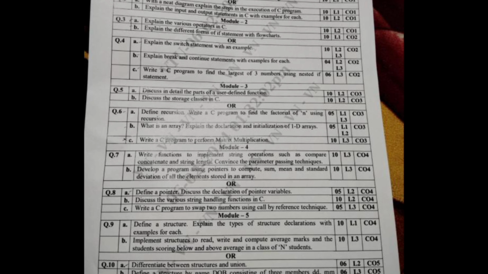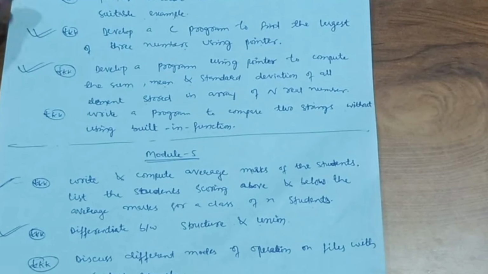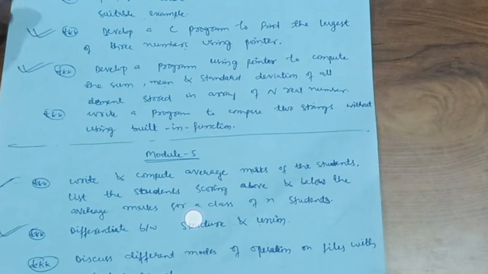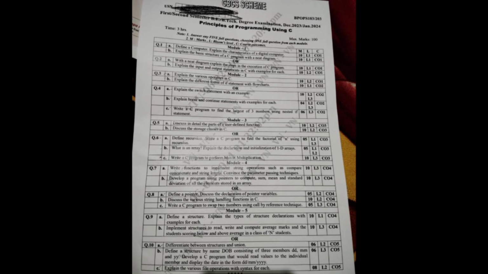If I consider our part over here, that is define a pointer, discuss the declaration of a pointer variable, or I can simply go through the above part, that is develop a program using pointers to compute the sum, mean and standard deviation of all the elements stored in an array. So these 10 marks are from module 4. If I show you in module 4, see here: develop a program using pointers to compute the sum, mean and standard deviation of all elements. It was a 10 marks question. So 54 plus 10 is 64.